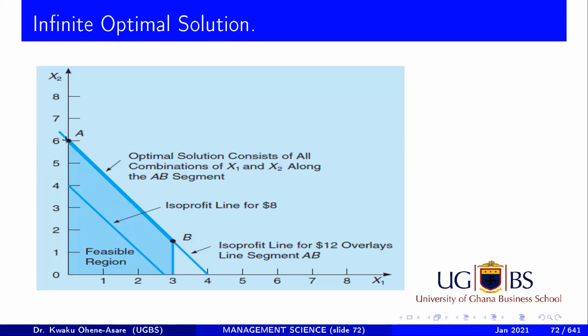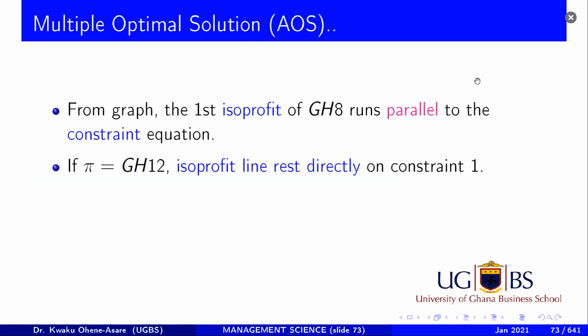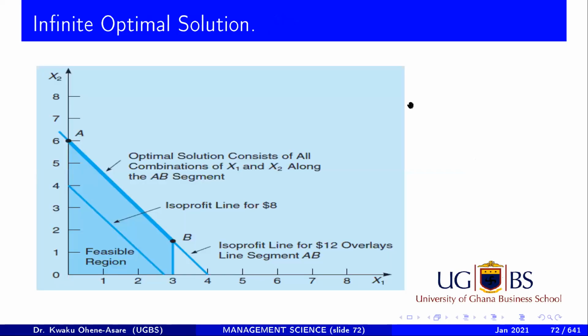So that is why we say any point between A and B will give you a solution. And that is why we have multiple. It's a strange kind of linear programming. Now, sometimes somebody might look at it and say it's not good. Sometimes another person might look at it and say it's good. It's good depending on how you look at it, because what it means is that it gives managers the flexibility to decide on which one to select. In other words, managers now are flexible.